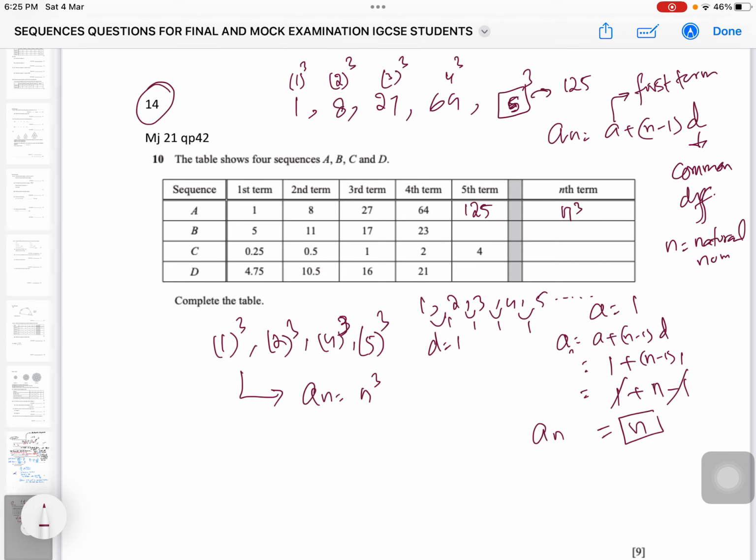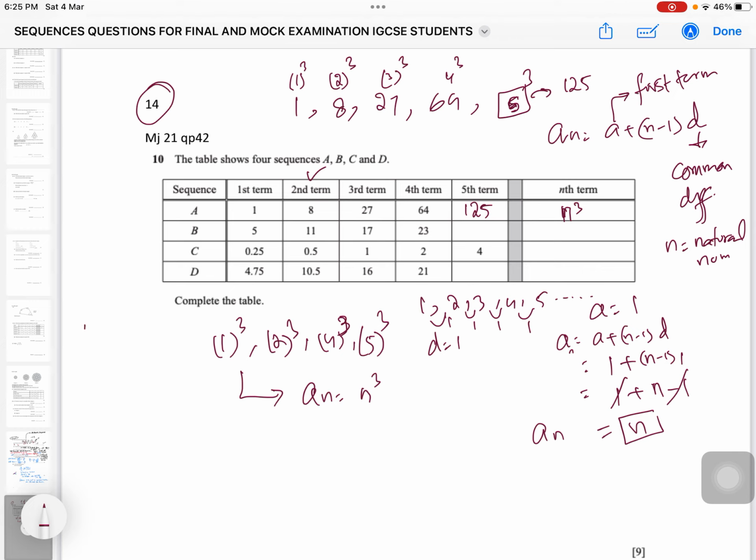Now don't accept the answer. Don't say it's correct unless you verify it. Put n here. See, the first term is what? For the first term, put 1 here. So 1 cube is what? 1. For the second term, put 2 here. Second term means n is 2. Put 2 here.